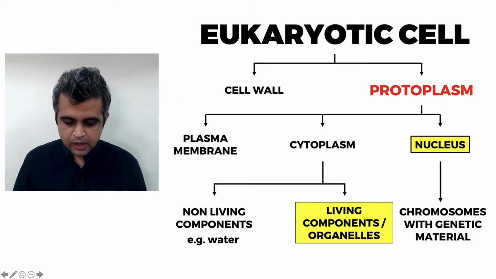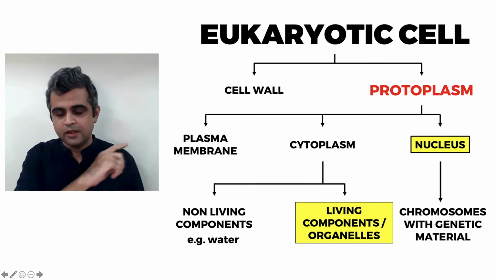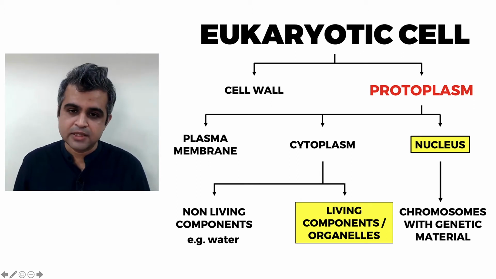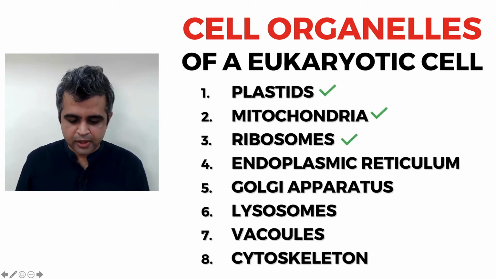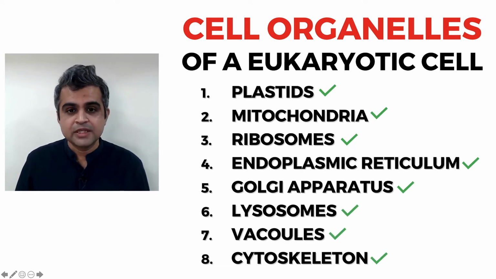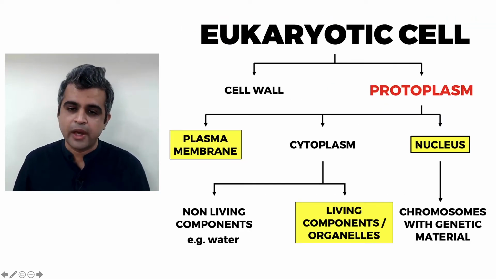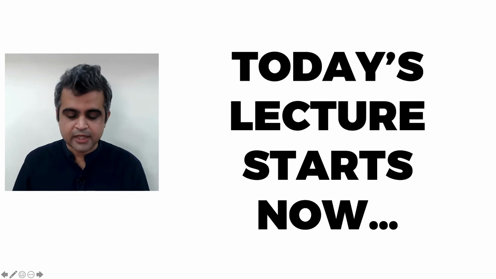So, as far as a eukaryotic cell is concerned, we have seen that a eukaryotic cell has cell wall and protoplasm. Protoplasm further comprises the nucleus and its cytoplasm with the cell organelles. As far as the cell organelles are concerned, we have finished plastids, mitochondria, ribosomes, endoplasmic reticulum, Golgi apparatus, lysosomes, vacuoles and cytoskeleton. So all of these things are already done, which brings us to the next part of the eukaryotic cell, the last part, which is going to be the plasma membrane. So dear students, today's entire lecture is going to be on the plasma membrane. So today's lecture starts now.